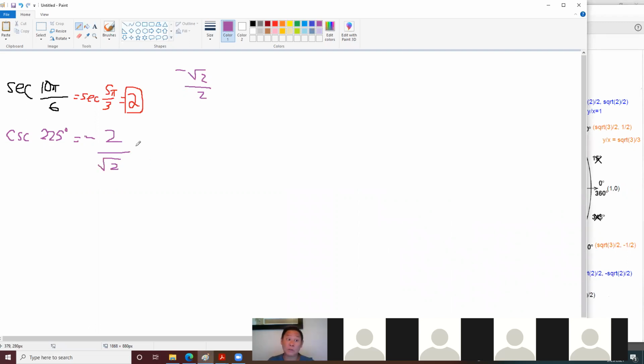Now, don't leave your answer like this. You won't get full points. Can someone tell me what is negative 2 over √2? Isn't it negative 2 square root of 2 over square root of 2? No. Negative 2 square root of 2 over what? Just 2. So what happens to the 2's? They will cancel out. So this is actually negative √2.